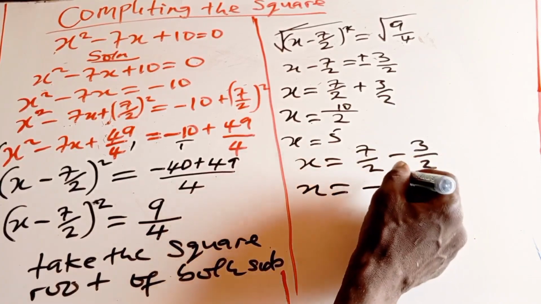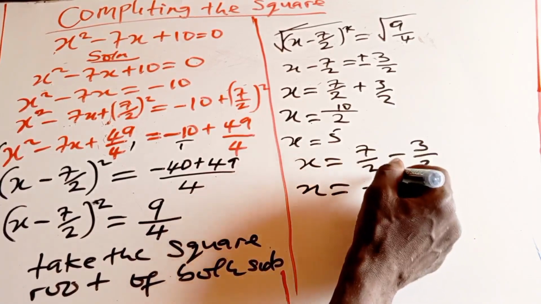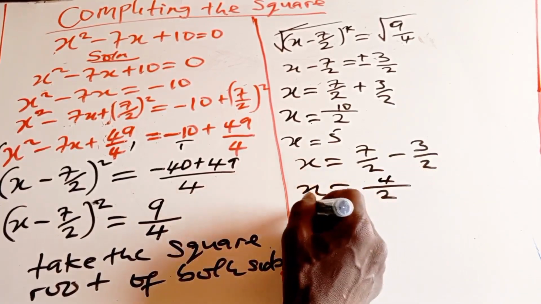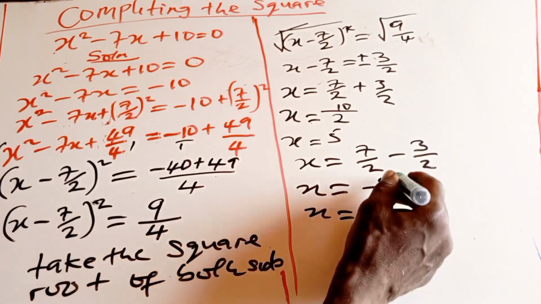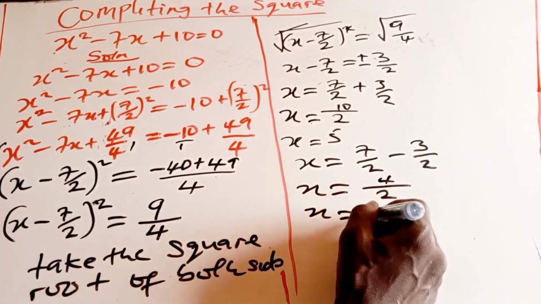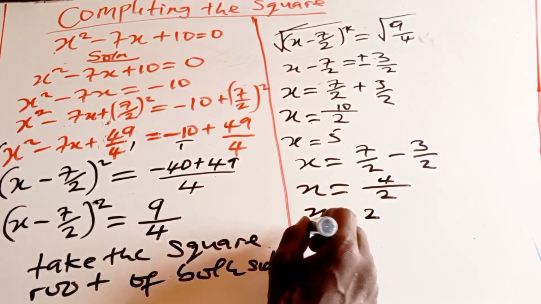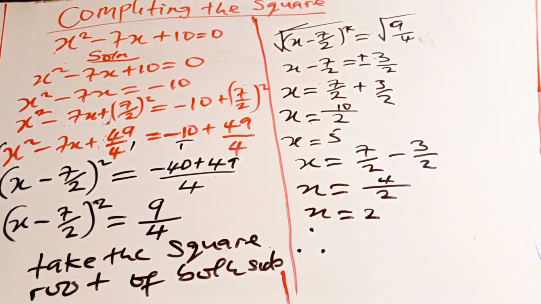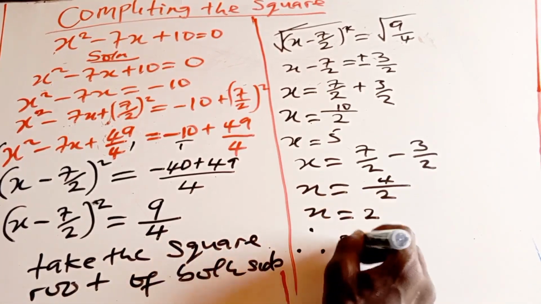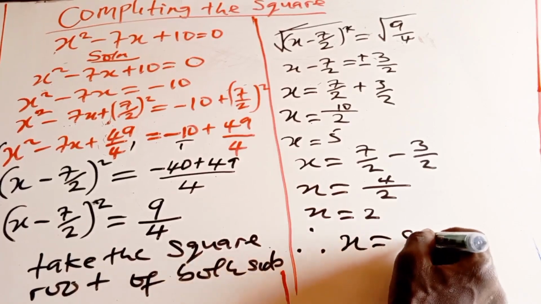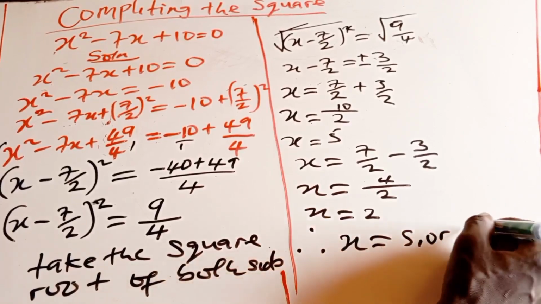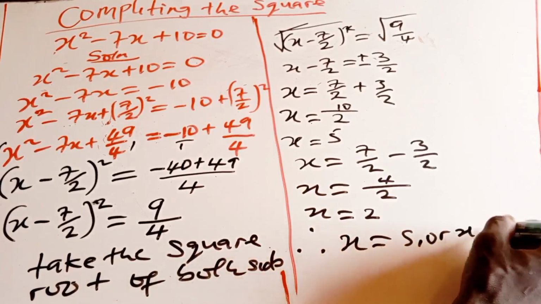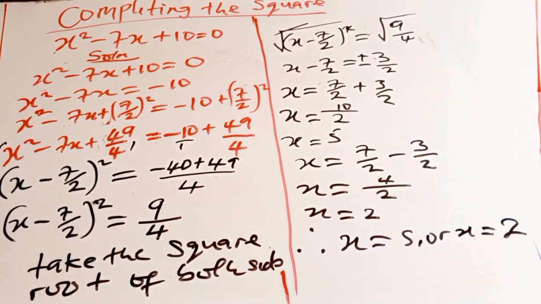7 minus 3 is equal to 4. Therefore, x is equal to 4 divided by 2, which is 2. Okay, we can conclude by saying x is equal to 5, or x is equal to 2. We can conclude in this step by saying x is equal to 5 or x is equal to 2.